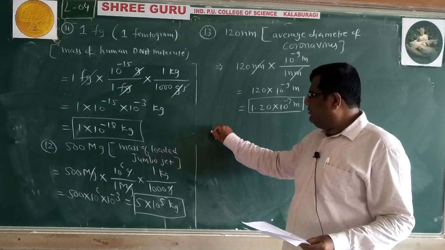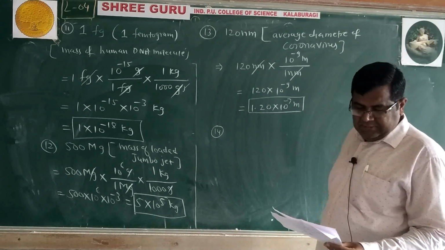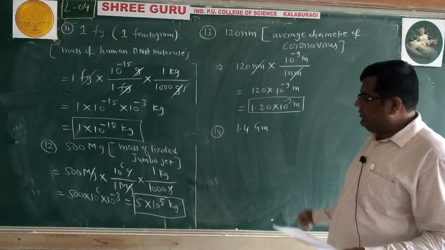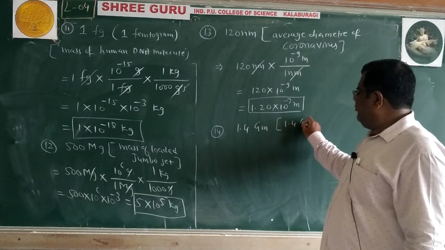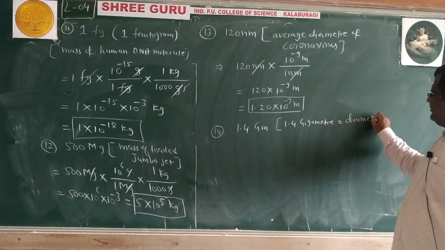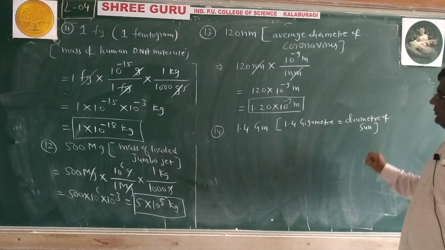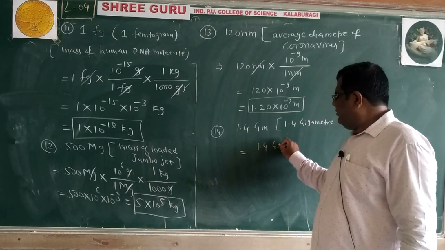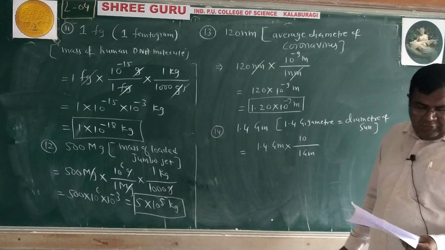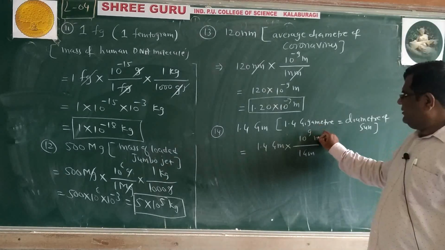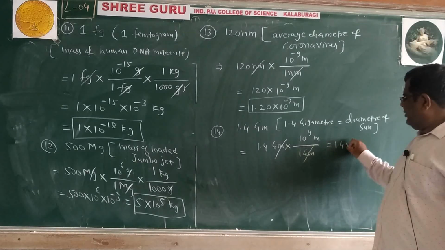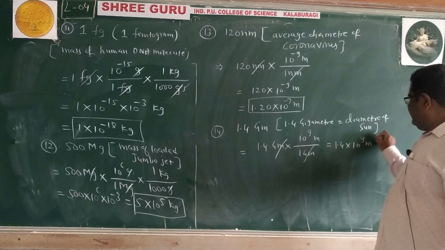Then 14th one is 1.4 GM, which is nothing but 1.4 gigameter, and that is the diameter of sun. So you can write this 1.4 gigameter as 1 gigameter is equal to how many meters? 10 raised to plus 9 meters. So that equals to 1.4 into 10 raised to 9 meter.